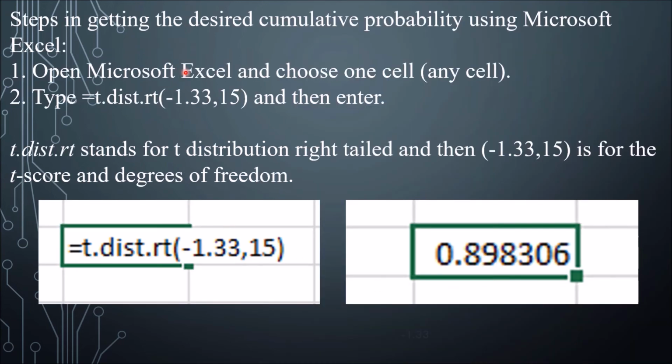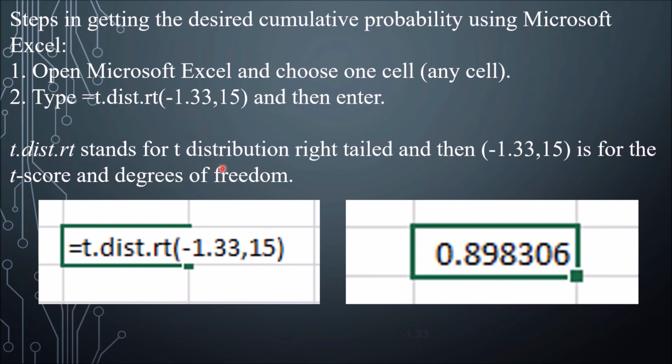Now, steps in getting the desired cumulative probability using Microsoft Excel. Number 1, open Microsoft Excel and choose one cell, any cell. Number 2, type the equal sign and then TDIST.RT, and then in parentheses negative 1.33 comma 15. The negative 1.33 is for the t-score and 15 is for the degrees of freedom, then close the parentheses and hit enter.